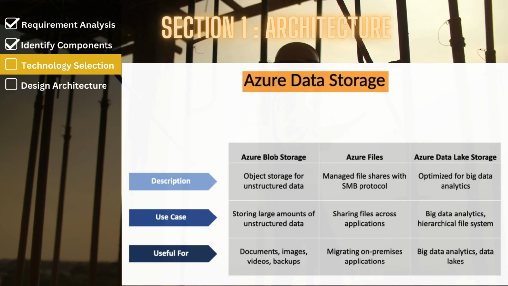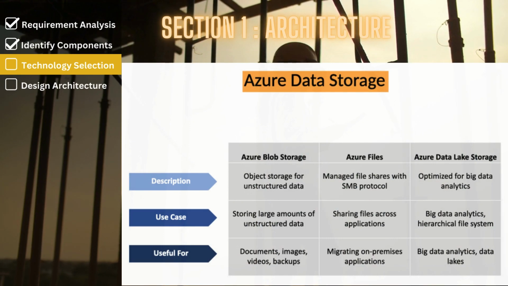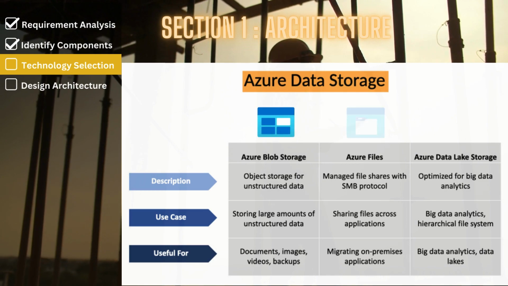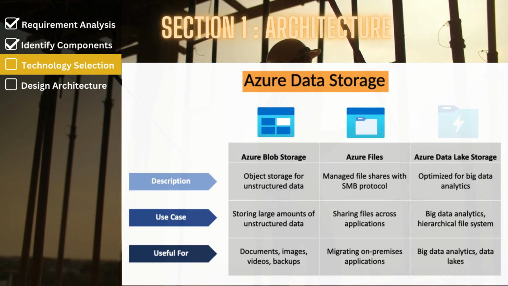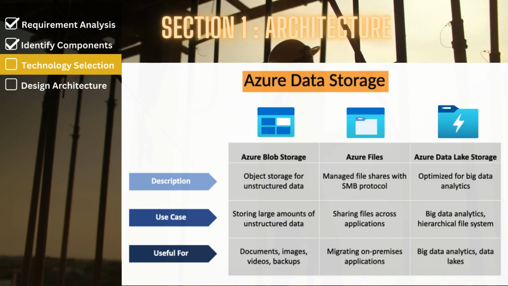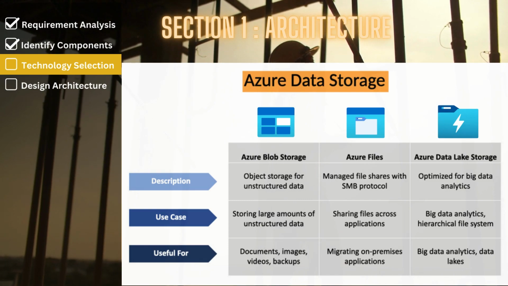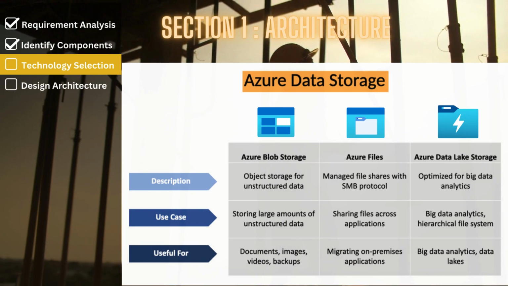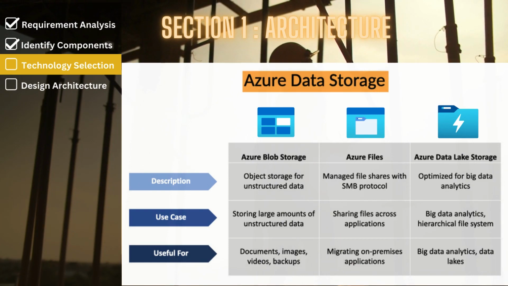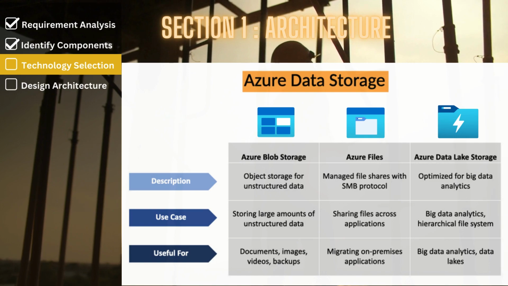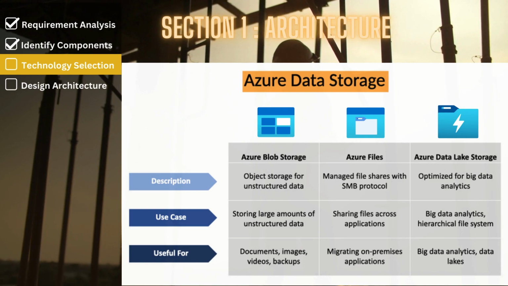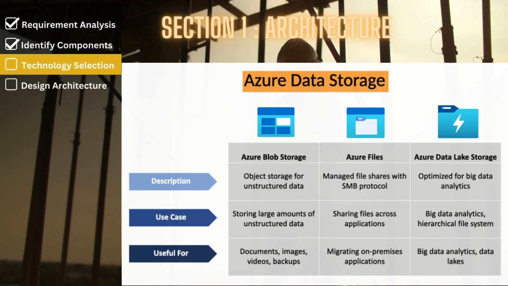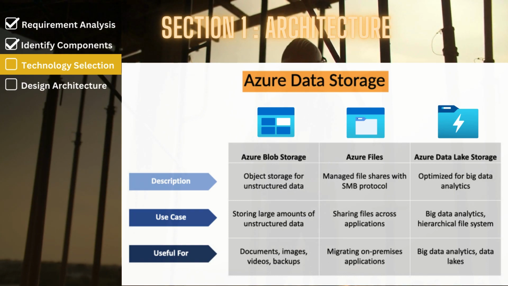Regarding the second component, Azure provides several options for storage such as Azure Blob Storage, Azure Files, and Azure Data Lake Storage. Upon comparison, we find that Blob Storage is optimized for storing objects like images and videos. Azure Files is optimized for use as a shared drive, whereas Azure Data Lake is optimized for storing files for running analytics, which is the focus of our use case.